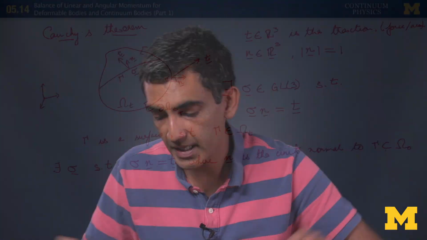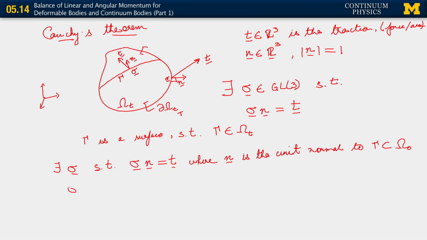So this basically implies that sigma exists everywhere in omega naught. The stress exists everywhere. It may be zero in some cases, but it exists. And this object sigma is what we will henceforth call the Cauchy stress.